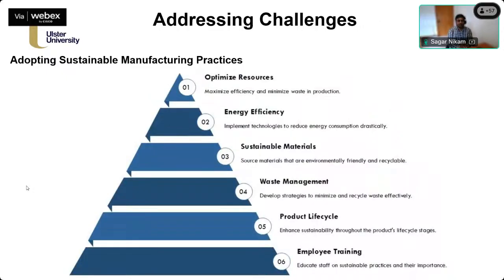When we want to address a sustainability challenge in the manufacturing process, the first thing to consider is optimizing resources. A real-time monitoring system can help you optimize the particular process and reduce waste. Energy efficiency is about maintaining energy use and the operation of the particular process.